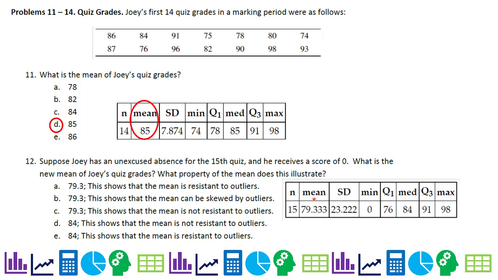It is not resistant to outliers because that 85 went down to 79. It went down almost 6 points. But we don't really say that a mean is skewed. Distributions are skewed, but not means. So what we really say is that the mean is not resistant to outliers.